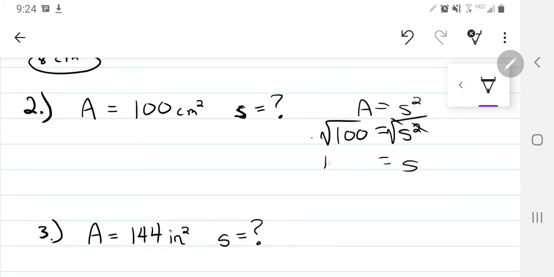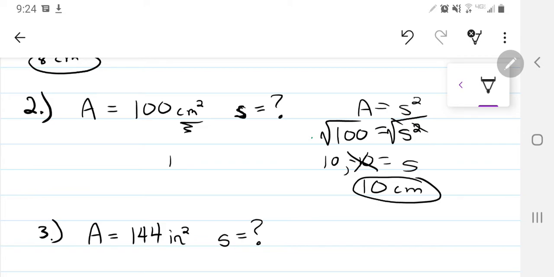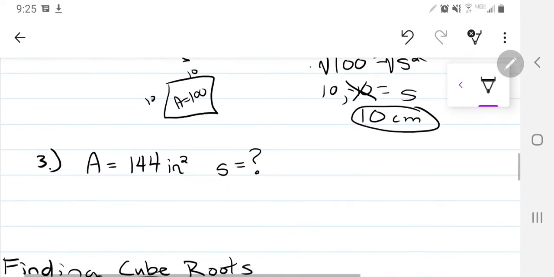Square root of 100 is going to be 10 and -10, but we don't need the -10 since we're talking about a square. So since that was centimeters squared, our length is going to be just regular centimeters. 10 centimeters, side length of 10 centimeters, right? If we envision that square, if it's 10 by 10, then it would have an area of 100. Length times width, 10 times 10, 100.